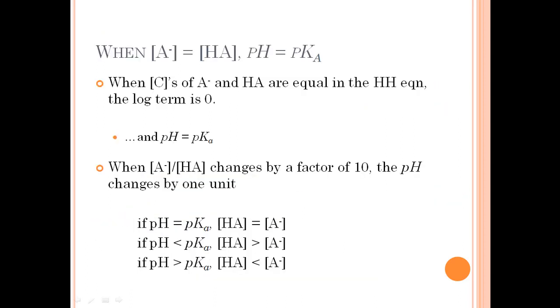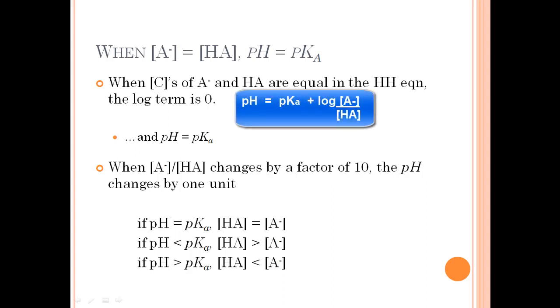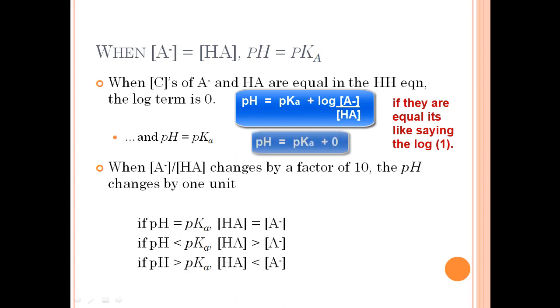When the concentrations of your weak base and your weak acid are equal in that HH equation, that log term is 0, because remember, log of 1 is equal to 0. So when the concentrations of the weak acid and the weak base are equal, the pH is going to equal the pKa. Keep that in mind when you look at problems.